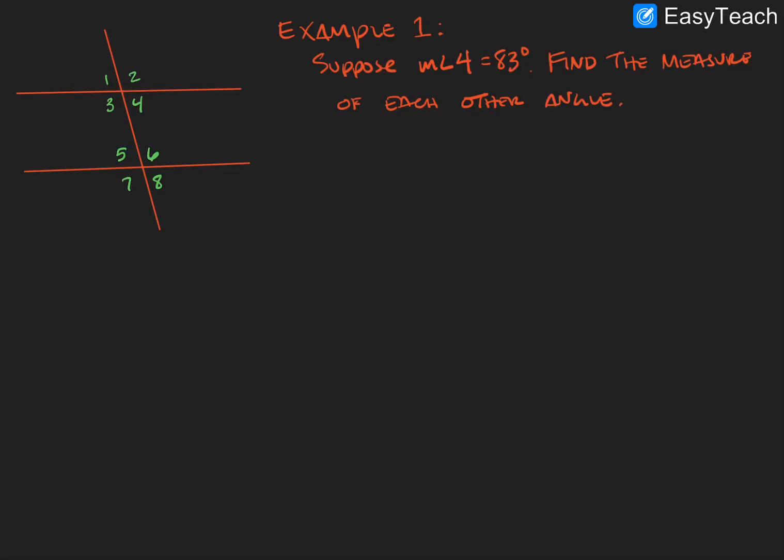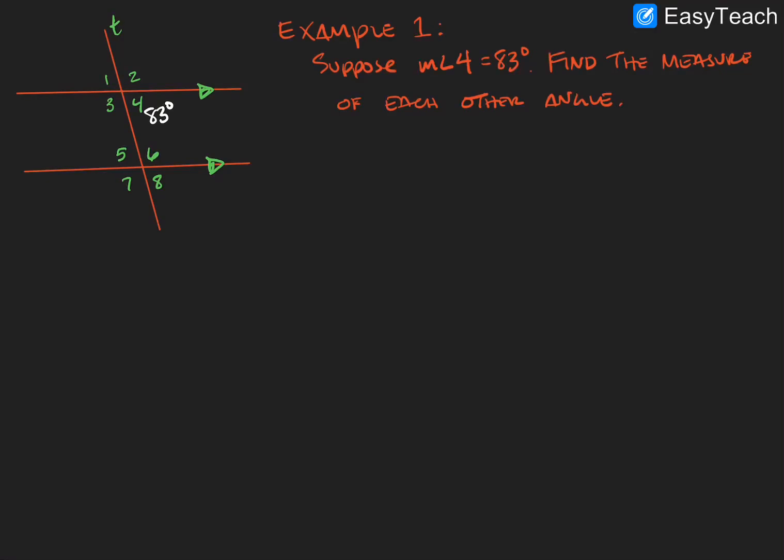Now let's look at a couple examples using the idea that when we have parallel lines crossed by a transversal, we know that some special relationships exist between pairs of the angles in that situation. So to start with, it says that suppose the measure of angle 4 is 83 degrees. Find the measure of each other angle. Okay, so let's jump into this.